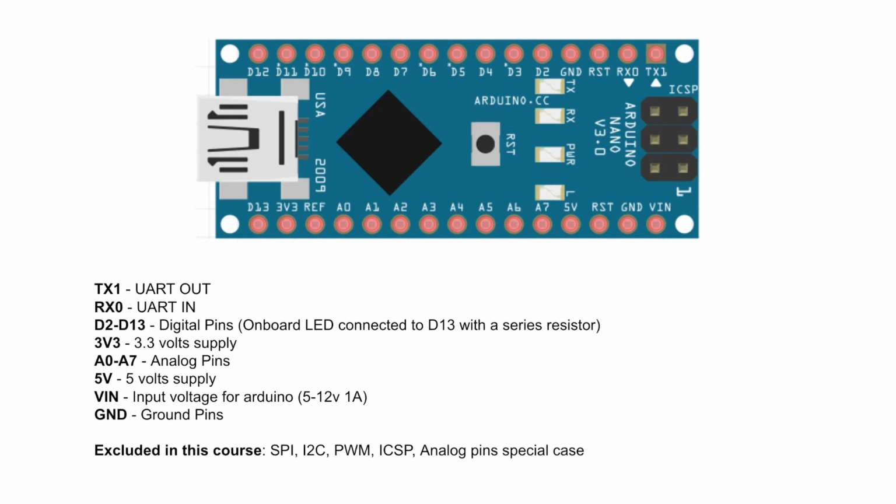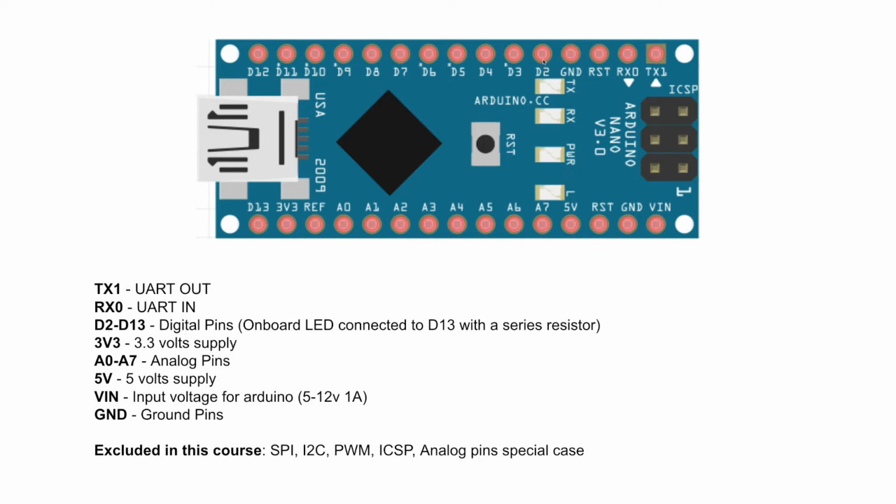Okay, so these are called the UART out and UART in pins. Okay, so when you upload your code from your laptop to the Arduino Nano board, these two pins are used, and if you want to read any values from your Arduino Nano board into the laptop, again these two pins are used. So these pins are used for serial communication.